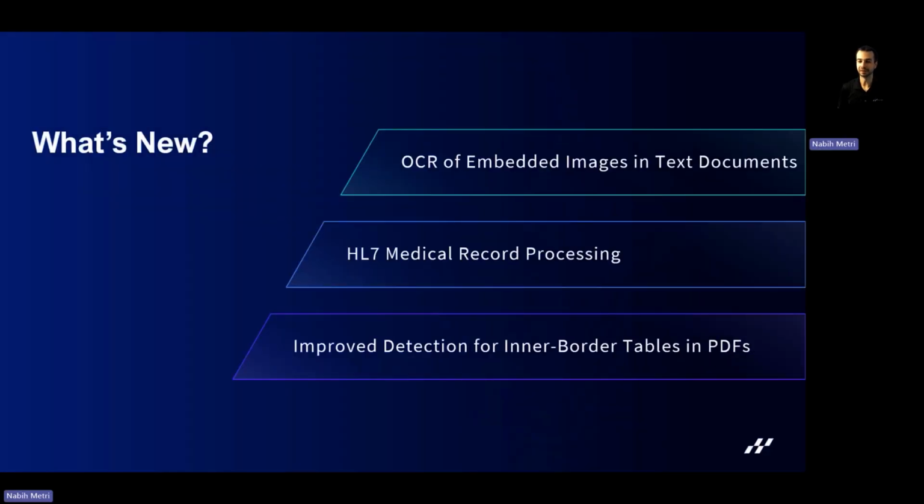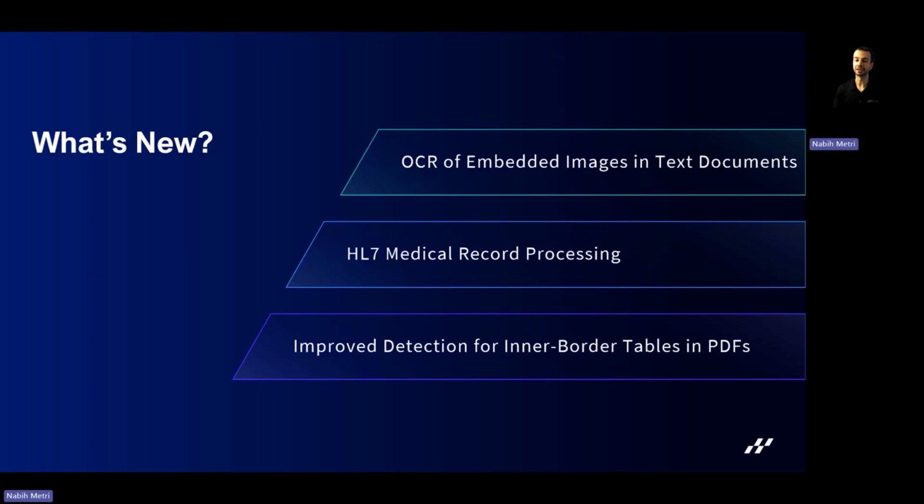So before we dive into details, let's quickly touch on what we'll see today. First, we'll explore OCR of embedded images in text documents. This feature allows Document Filters to unlock text inside screenshots, diagrams, and other visuals so that information can be preserved and used in downstream workflows.